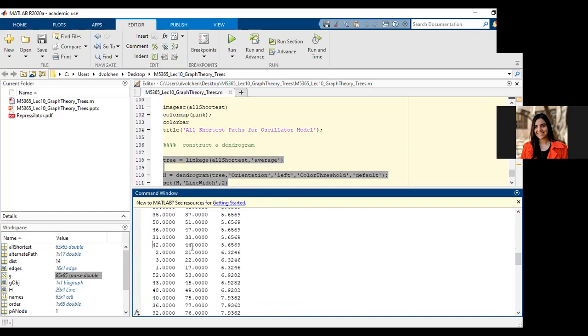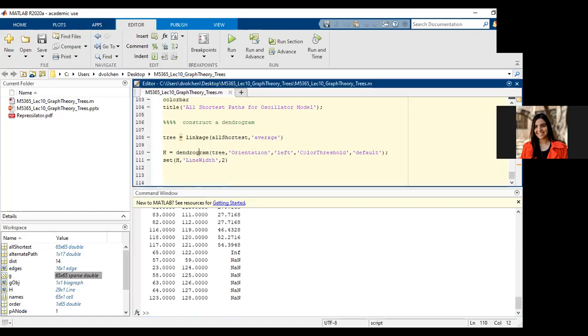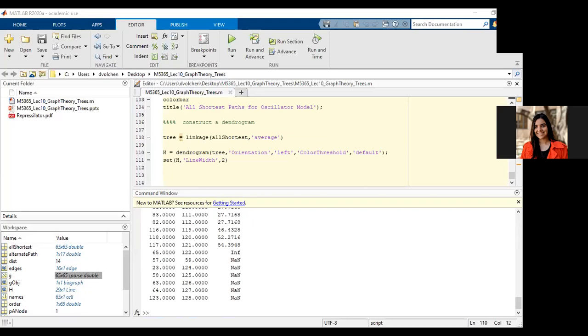42 and 44, don't be confused with commas and with points and zeros. These are integer identification numbers of vertices, and these are distances. Some of them are not available. Nevertheless, I also performed a linkage and generated the dendrogram. So whenever you have a distance matrix, you can draw a dendrogram.